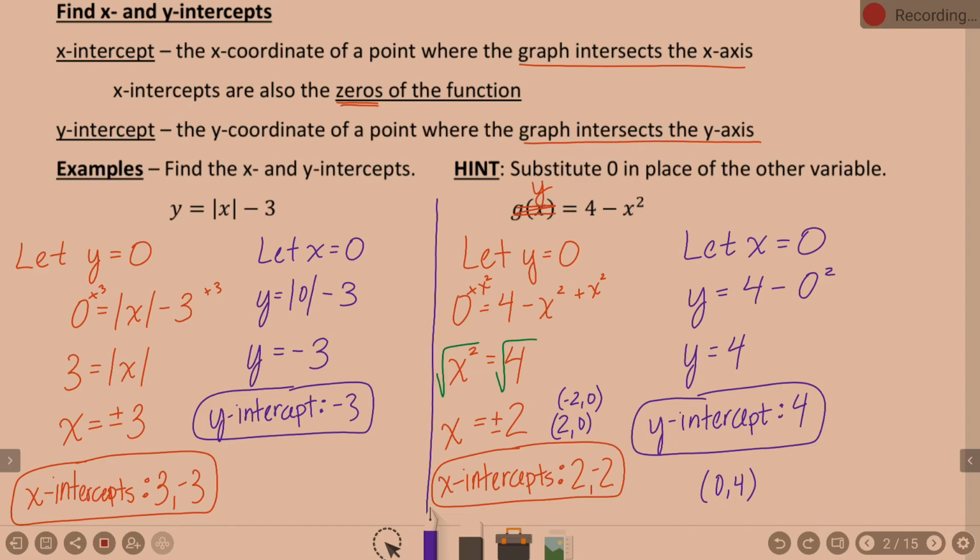I will tell you, you want to look at how they ask you to put the answer in. As you go through this homework, sometimes they'll say use inequalities. Sometimes they'll say use interval notation, so on and so forth. Okay, questions there? Okay, let's keep going.